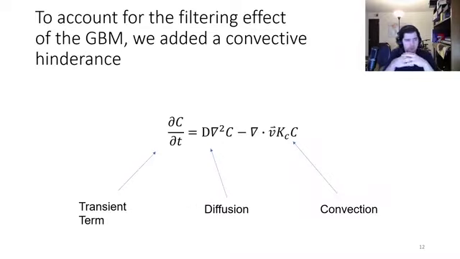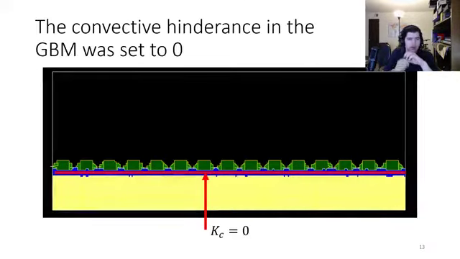To account for the filtering effect of the glomerular basement membrane, we added a convective hindrance, or this KC term. And what we did was we set KC to be 0 everywhere where there's the glomerular basement membrane, seen in blue. And this means that solutes can only move through diffusive transport while in the glomerular basement membrane. All convective transport is blocked.